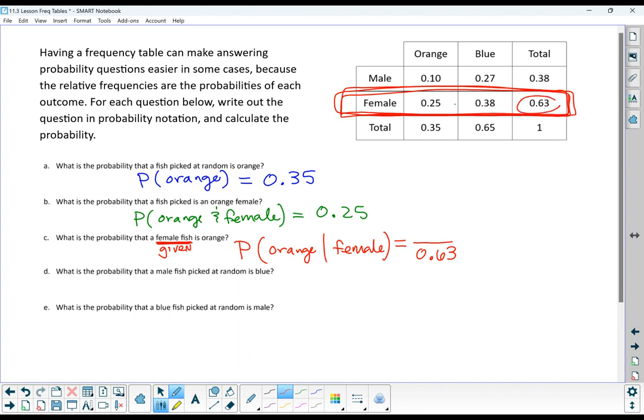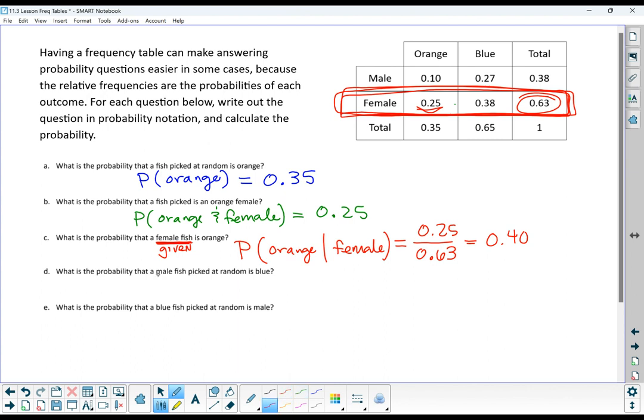0.63 is the total female fish frequency, and then the orange ones from that group, 0.25. So in this case, we will divide that in our calculator, and if we round, we get 0.40. So 40% of the female fish are orange. All right, let's do the next one.